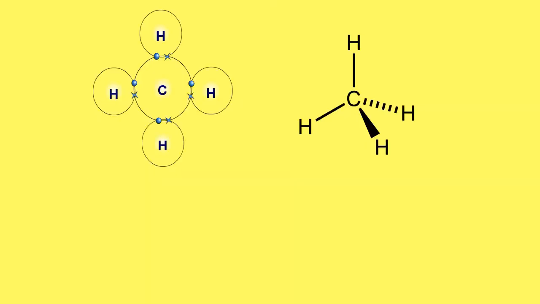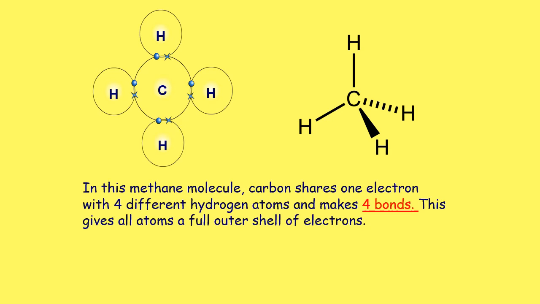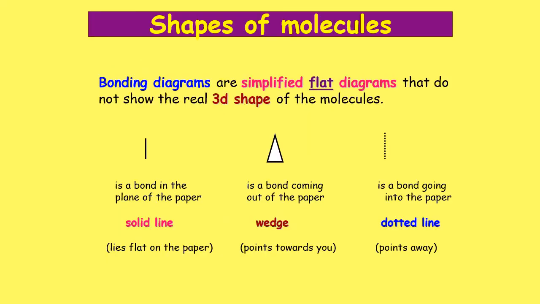Now the shape of a methane molecule, whenever we look at it in 3 dimensions, is called a tetrahedron or a tetrahedral shape. So the carbon shares 1 electron with 4 different hydrogen atoms and makes 4 bonds. When you have 4 bonds like this, you end up with a tetrahedral shape. So the shapes of molecules. You can represent the shapes of molecules using bonding diagrams, and they are simplified flat diagrams that do not show the real 3D shape.